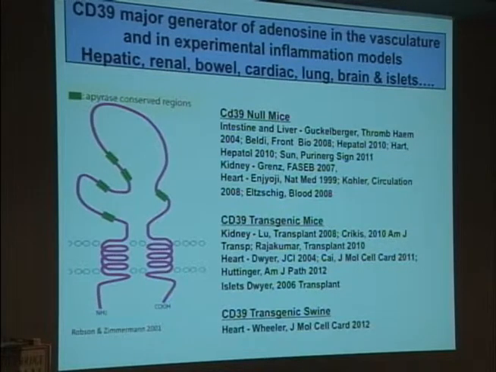But again, our interest has been in CD39. It's got two transmembrane regions, a very large ectodomain, which is heavily glycosylated and decorated with carbohydrates.